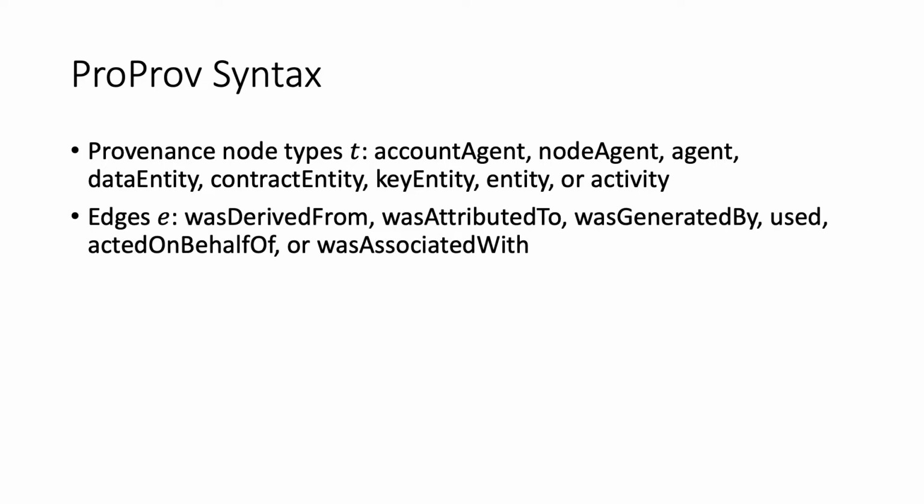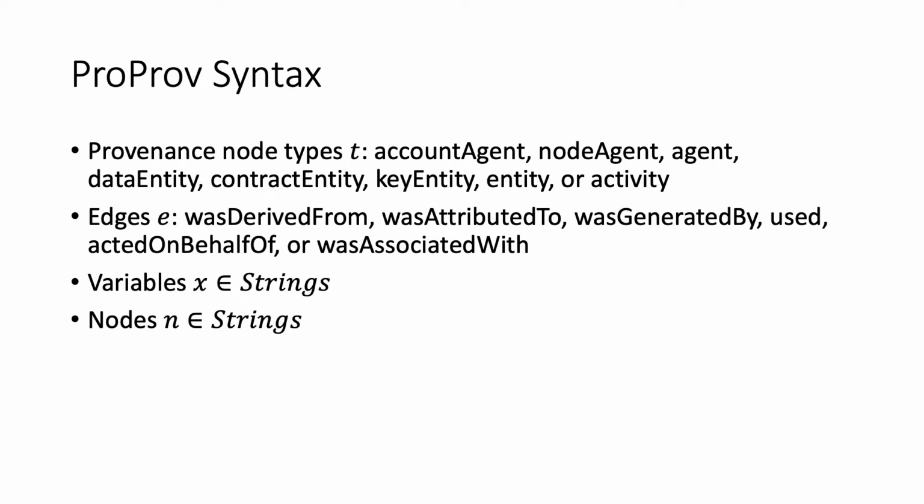Next, we use E as a generic variable to range over possible edge labels, which are the provenance relations between nodes. The possible edge labels are was derived from, was attributed to, was generated by, used, acted on behalf of, and was associated with. Next, we use X as a generic variable to range over variable names, which can be any string. Next, we use N as a generic variable to range over provenance node names, which can also be any string.